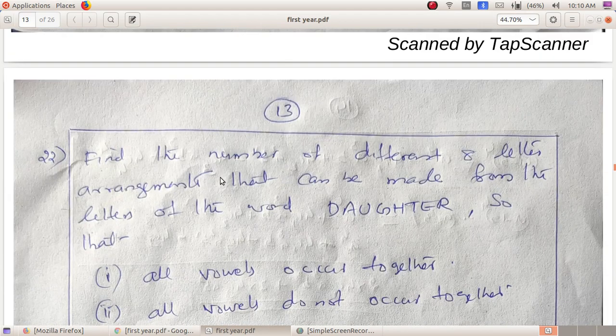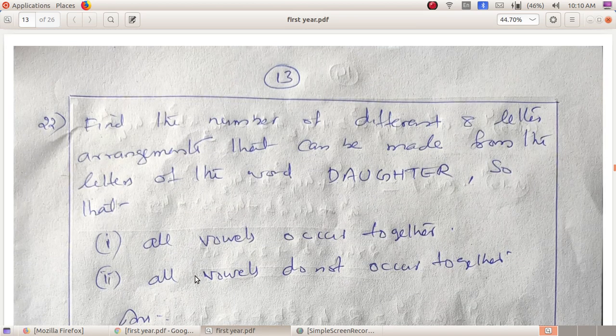Find the number of different 8 letter arrangements that can be made from the letters of the word daughter, so that first, all vowels occur together, second, all vowels do not occur together. So you consider the spelling of the word daughter, D-A-U-G-H-T-E-R. Which are vowels? A, U, E. These are the vowels.